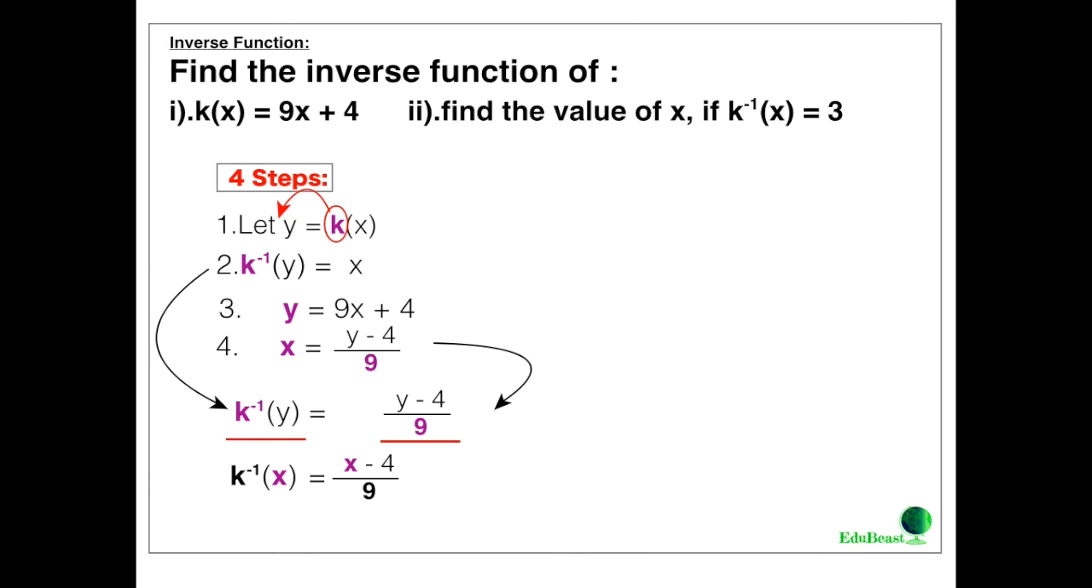And for part 2, we need to find the value of x if the inverse function of k equals to 3. So we just rewrite this one. And then from part 1, we get to know that the inverse function of k is x minus 4 over 9. So now we just replace our left hand side to become this. And equals to 3. Followed by cross multiplication.